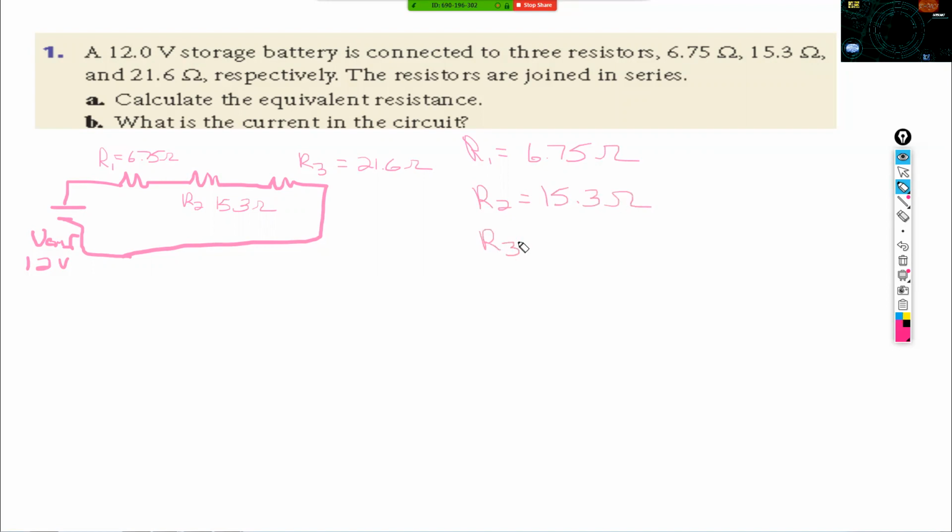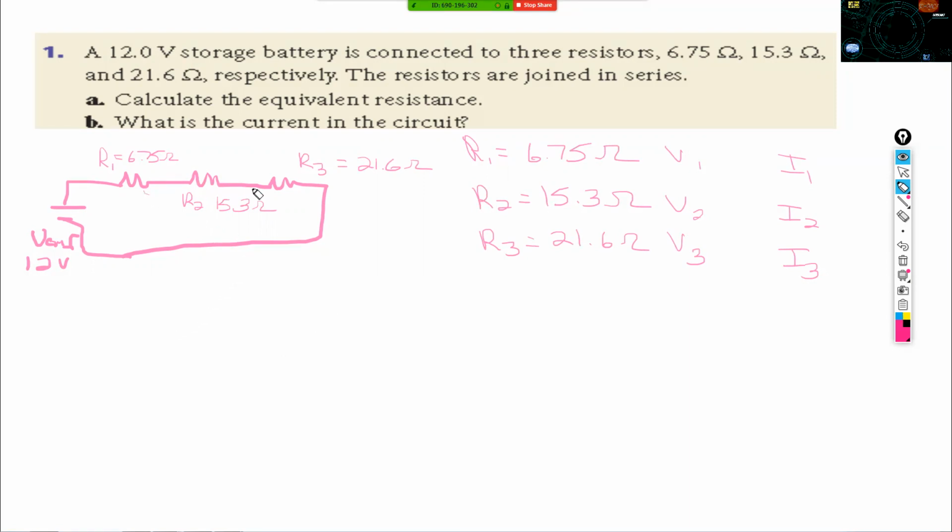R3 is 21.6. Okay. And I'm going to put V1, V2, the voltage drop across 3, and then also I1, I2, and I3. And that's just the current through 3. That's the voltage drop across 3. Now notice I haven't even looked at A or B.